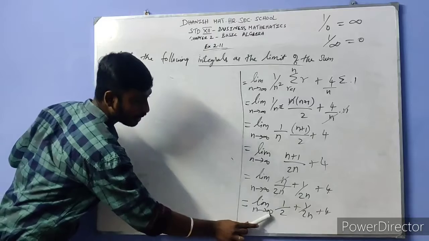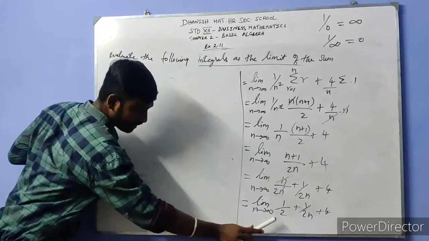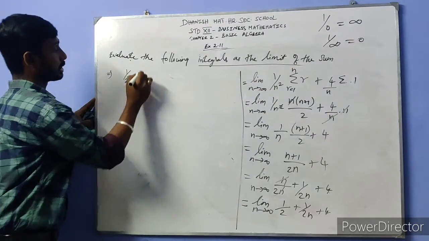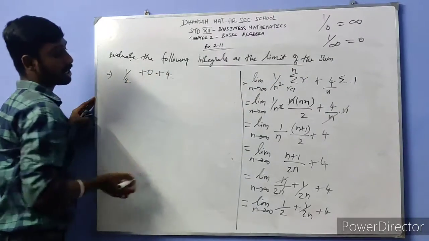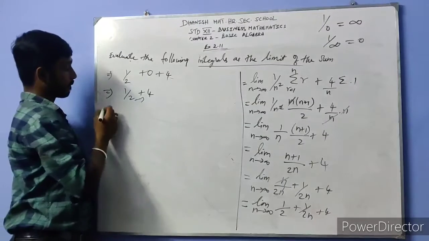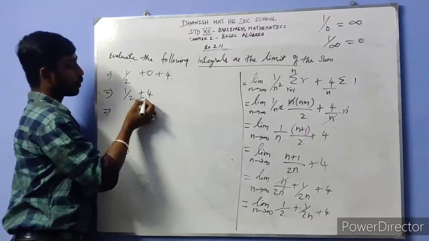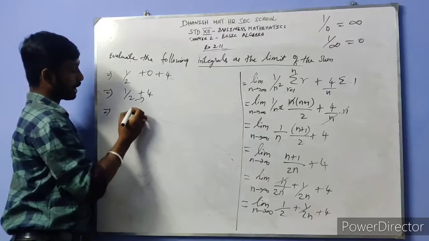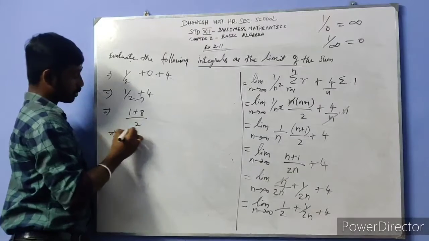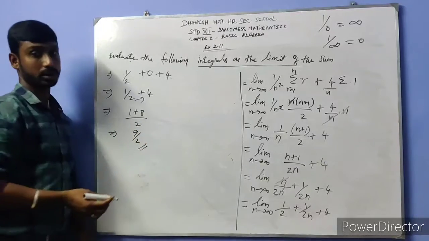So here we are going to put n is equal to infinity. What is the value of 1 divided by infinity? That will be 0. This term will be 0. So the remaining value will be 4. So now we have 1 by 2 plus 4. Listen here: 2 into 4 is 8, 8 plus 1 is 9. So we write 9 divided by 2. That is the answer for this sum.